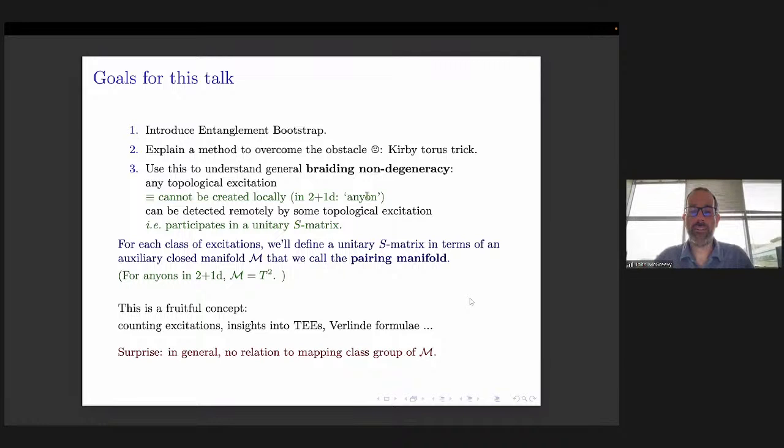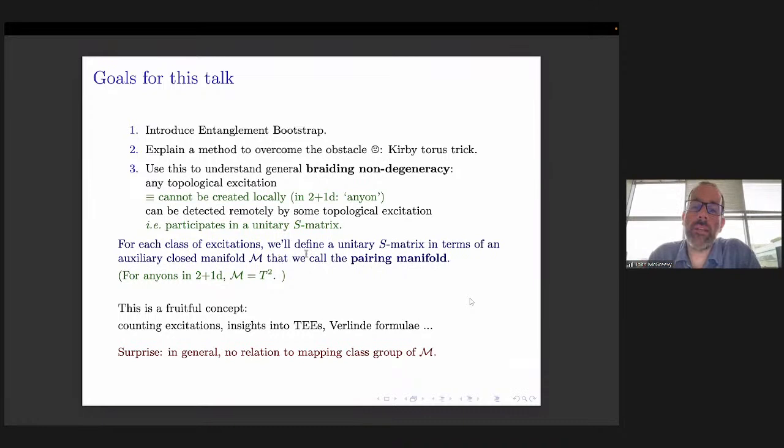And so using this torus trick, we can show that actually, maybe not quite any, but basically any excitation that you can think of, or that we've been able to think of, participates in a unitary S matrix, which is an axiom of these other approaches.